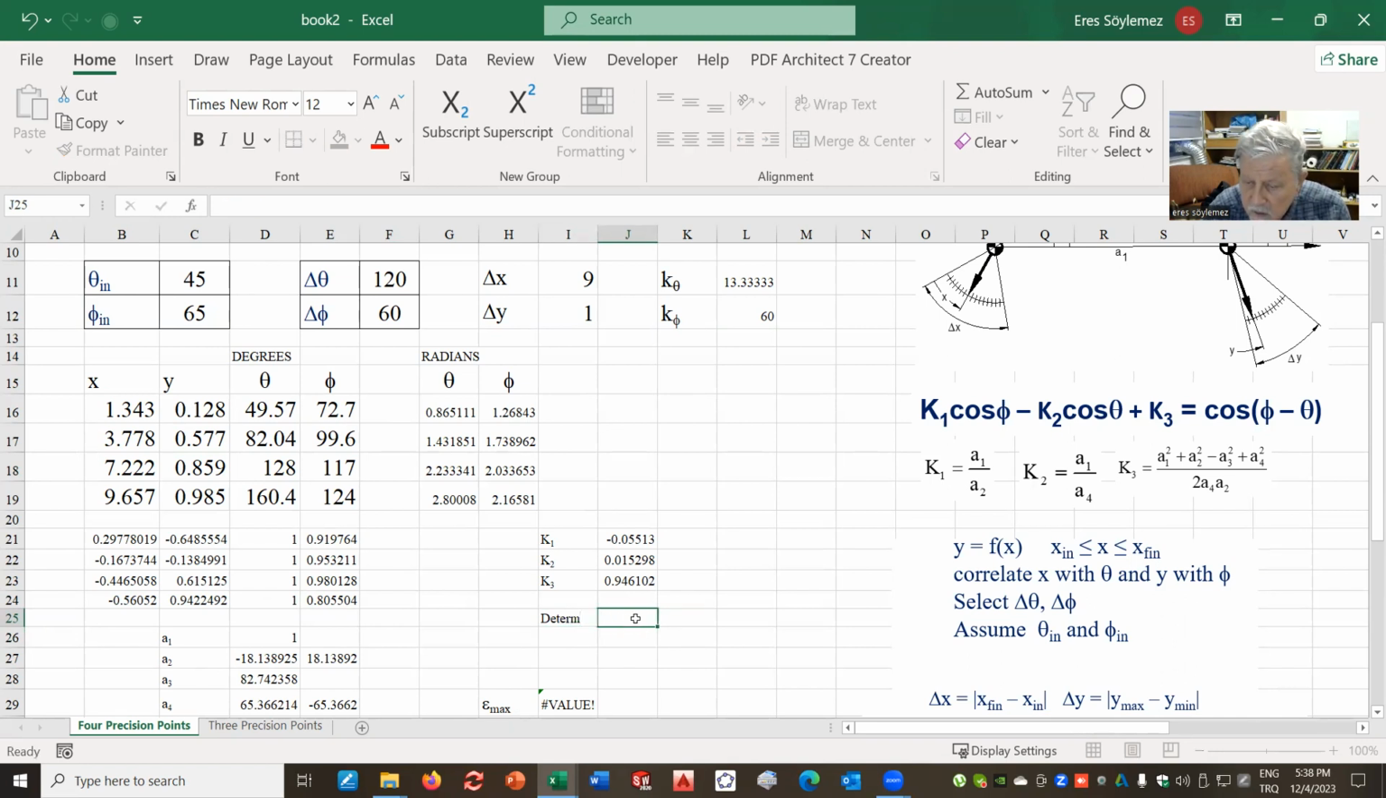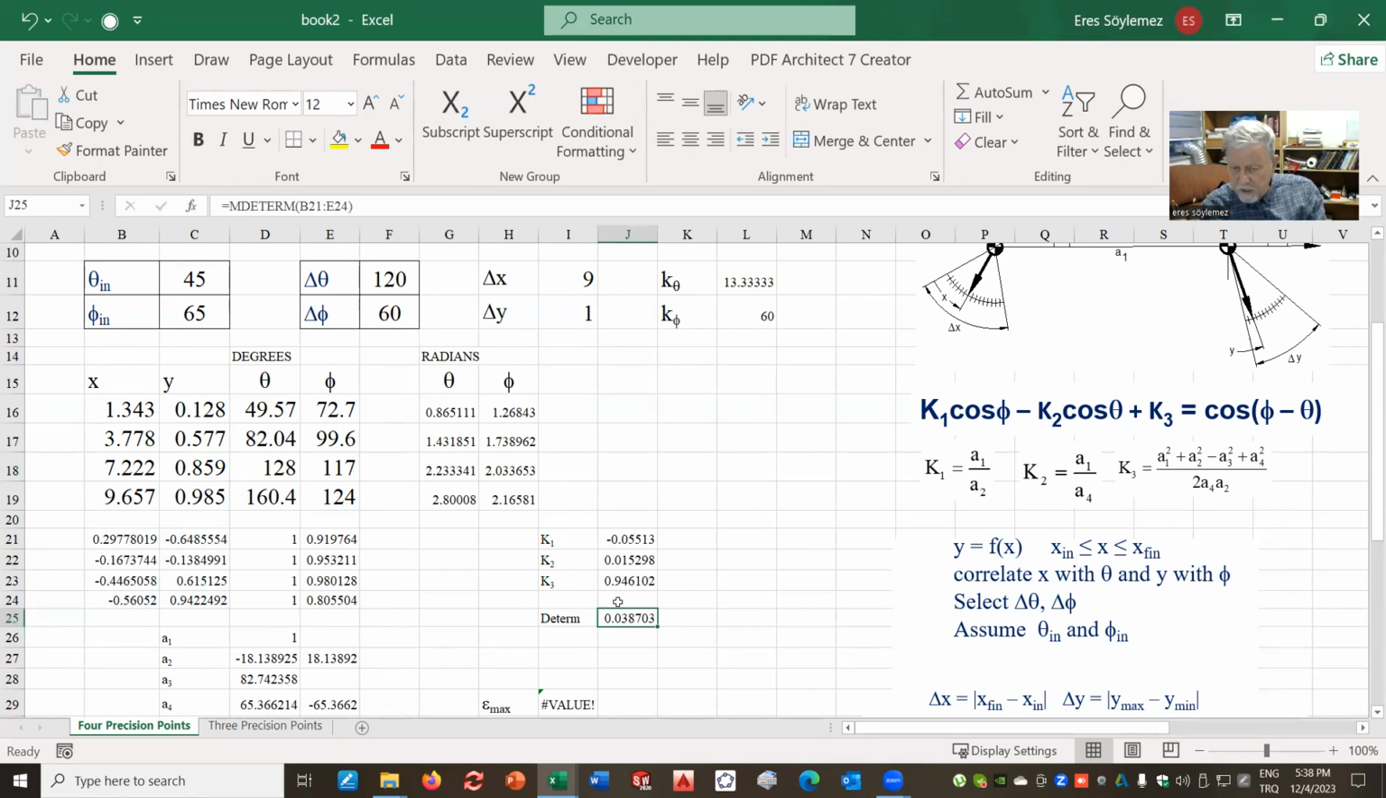Determinant will be equal to, if you want, you can check M determinant. It returns the matrix determinant of an array, open up parentheses, take this. Now, these 4 equations in 3 unknowns, K1, K2, K3, can only have a solution provided that this determinant is equal to 0, but it is not.